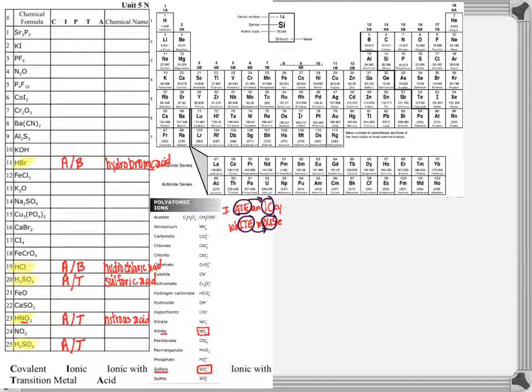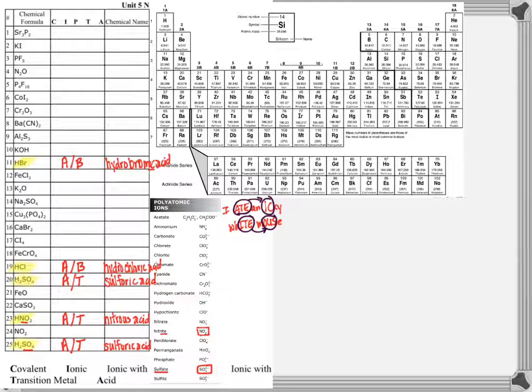Alright, next one. Oh, it's the same one as number 20. Again, it's SO4, it ends in ate, so that should be sulfuric acid. Okay, so I got all my acids out of the way, and again I group them just so that way I stay in the same frame of mind.